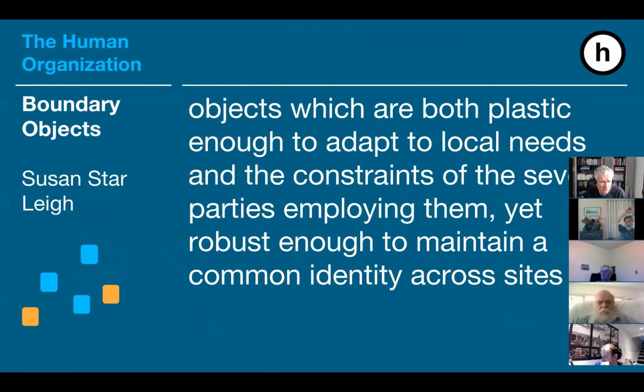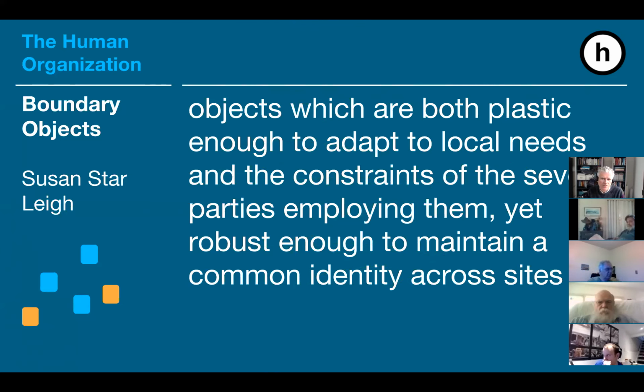Let me talk about these boundary objects in a little more detail. This is a term coined by Susan Star, and she says these are objects which are both plastic enough to adapt to local needs and the constraints of the several parties employing them, and yet robust enough to maintain a common identity across the sites. So this is a broader definition than the social object we have right now.